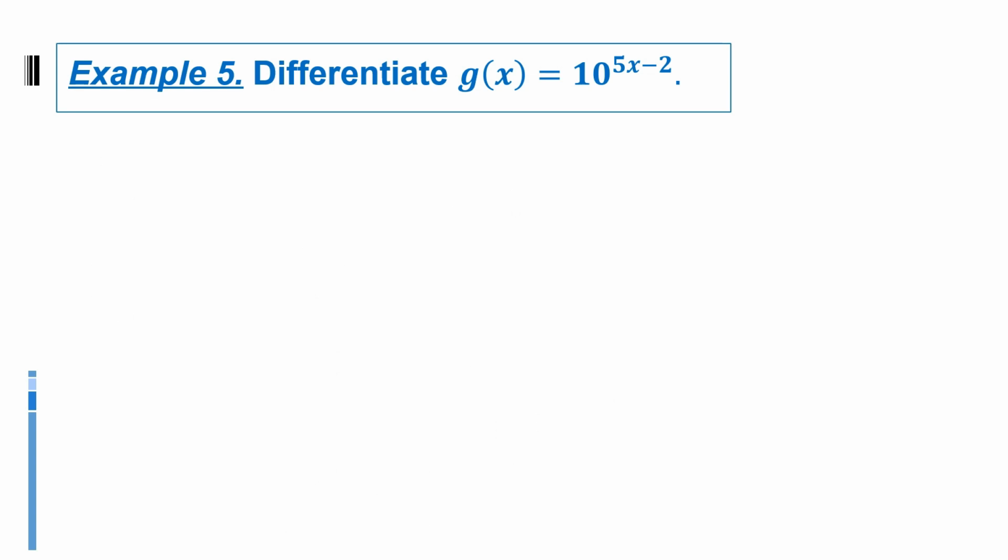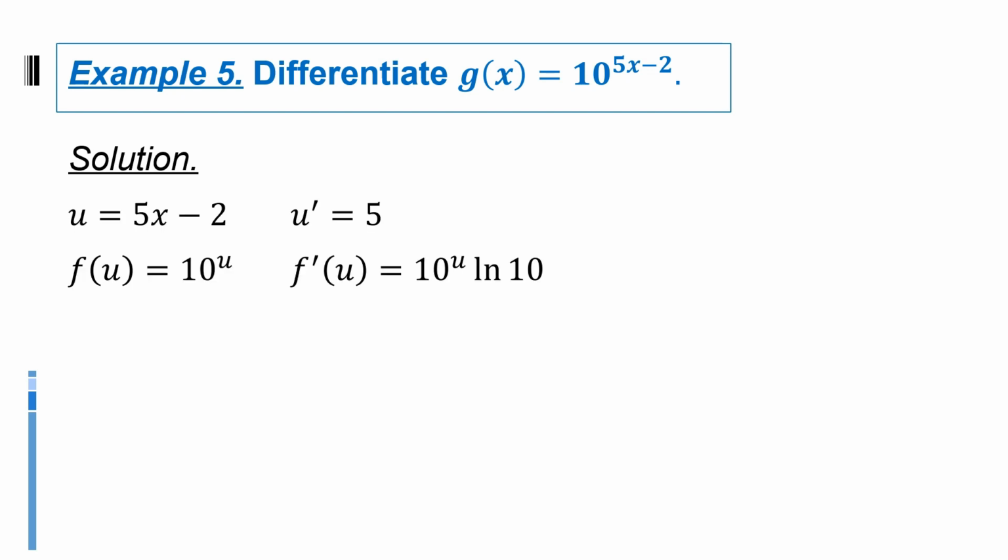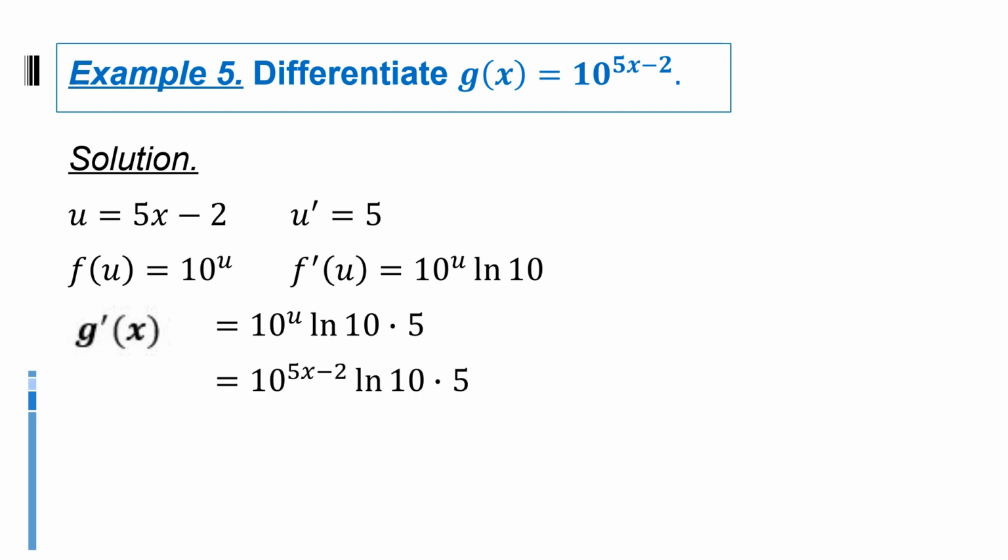Differentiate g of x equals 10 raised to 5x minus 2. So our u here is 5x minus 2, and our f of u is equal to 10 raised to u. u prime is equal to 5, and f prime of u is equal to 10 raised to u ln 10, times 5. Palitan natin yung u, that becomes 10 raised to 5x minus 2 ln 10 times 5. Or that is 5 times ln 10 times 10 raised to 5x minus 2.